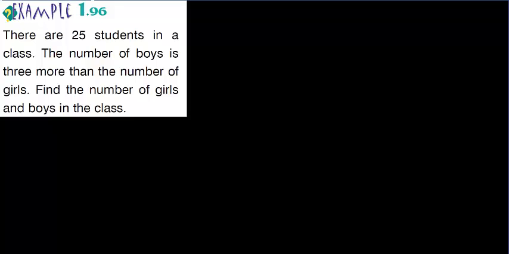This is the last question, and we are going to finish with this question. There are 25 students in a class. The number of boys is 3 more than the number of girls. The sum of boys and girls is equal to 25. If I say the number of girls is equal to x, the number of boys is going to be equal to x plus 3. Then the sum is equal to 25.